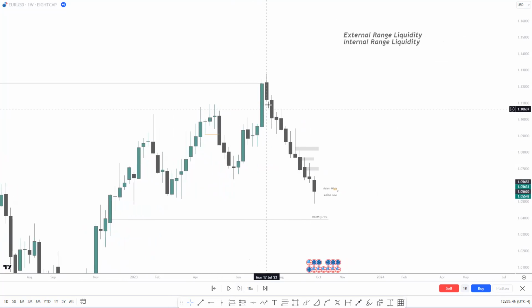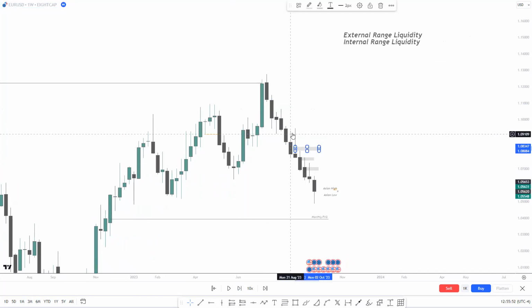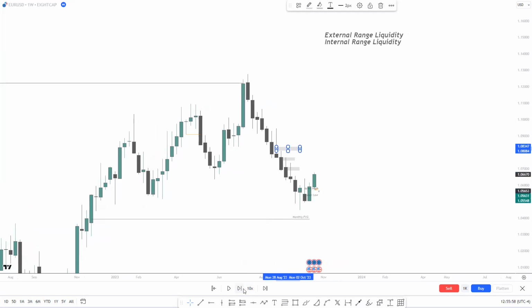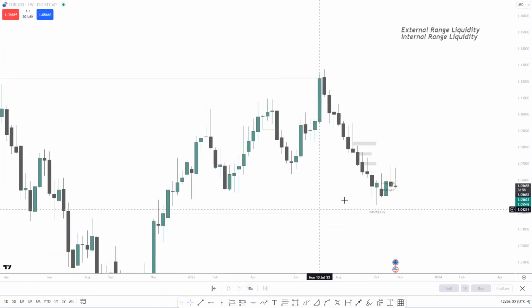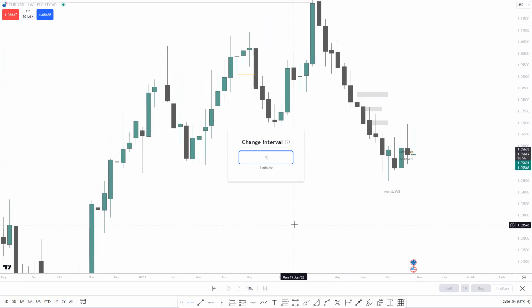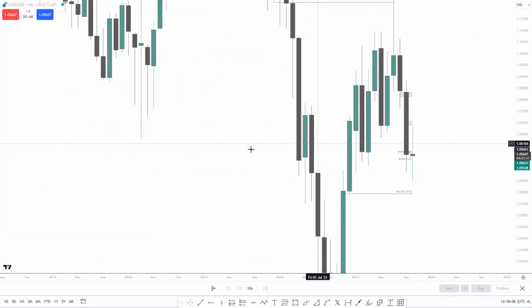And you can clearly see that after this, when the market disrespected this fair value gap and disrespected this fair value gap, you can see how the market is continuing to go lower. And it's still not done. It's still going lower. You can see that. So now let's get into another time frame.